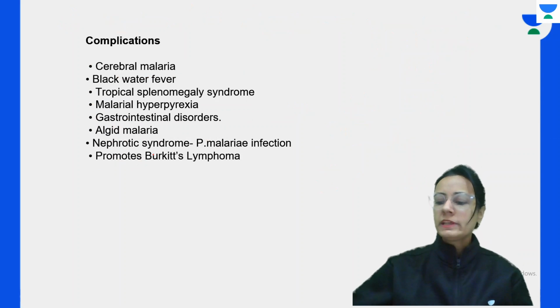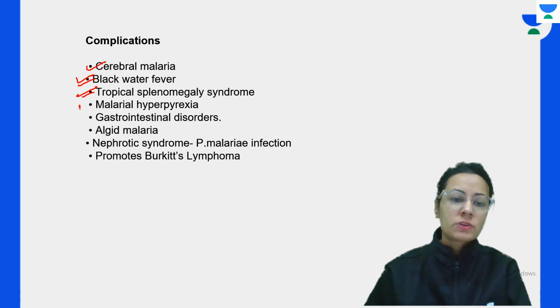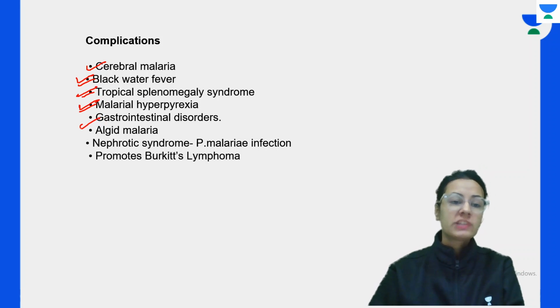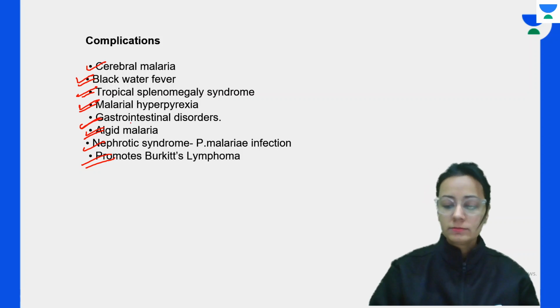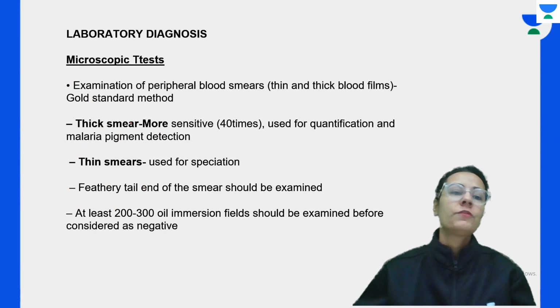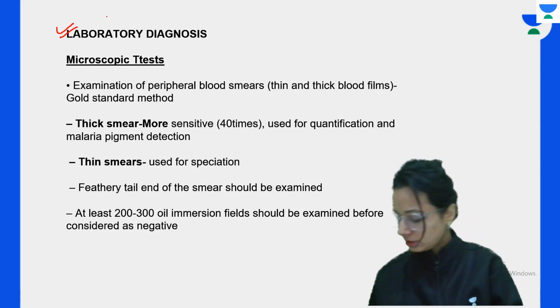What are the complications? Complications are cerebral malaria. Then we have blackwater fever, tropical splenomegaly syndrome, malaria hyperpyrexia, GIT disorders, algid malaria, nephrotic syndrome, and it promotes and aggravates Burkitt's lymphoma. Now, talking about the laboratory diagnosis.